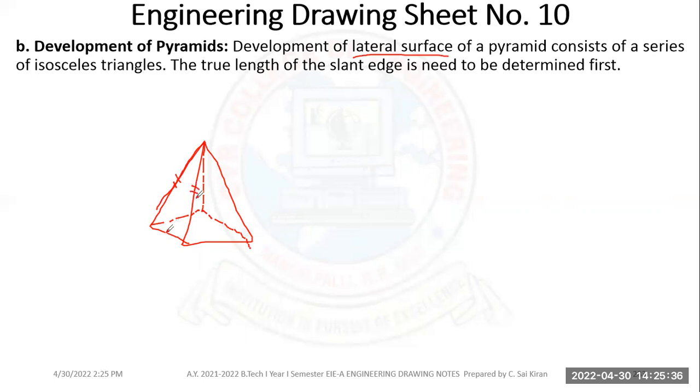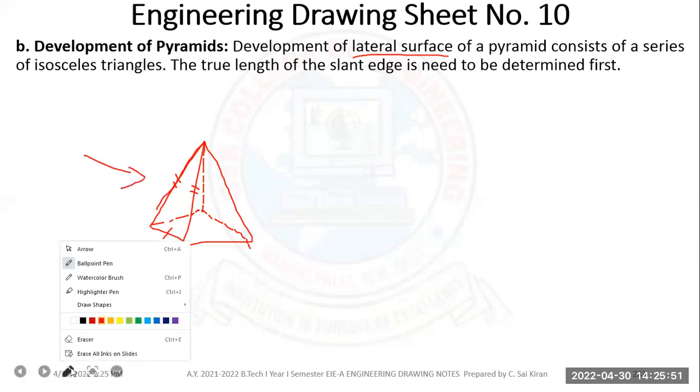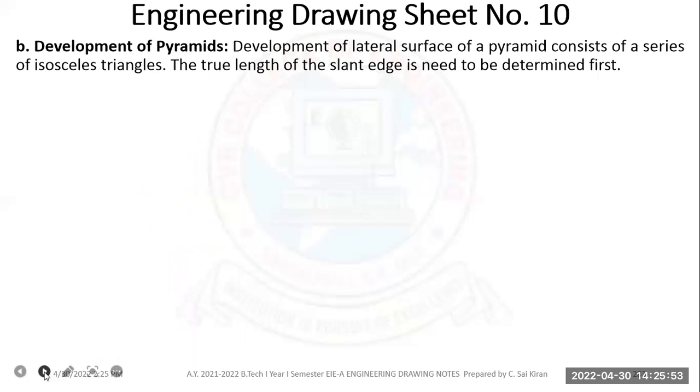These two are the same distance, and this is another value. Suppose this unit is 30 mm. This is around 40 or 45 mm, the slant height. So this is an isosceles triangle. You have to draw these isosceles triangles here. If you are making the development, you will get isosceles triangles.